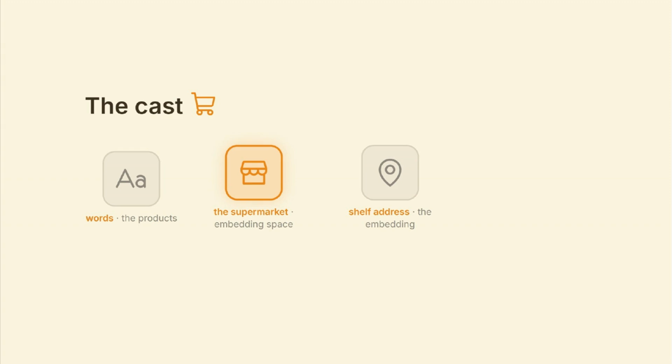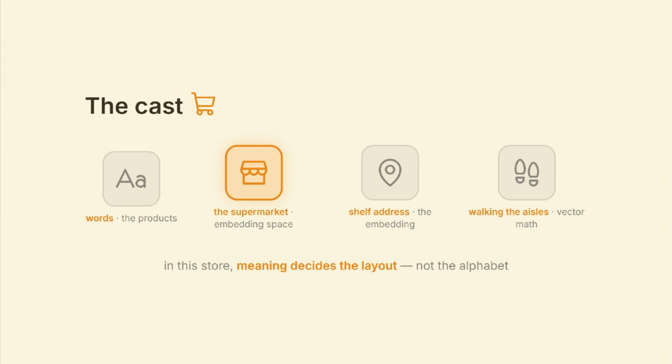Four pieces. Words, the products on the shelves. The supermarket itself, that's embedding space, the AI's map of meaning. The shelf address, that list of numbers, the embedding. And walking the aisles, doing math with meaning. You'll see why that's not crazy in a minute. One rule for the whole store: meaning decides the layout. Not the alphabet, not categories someone invented.